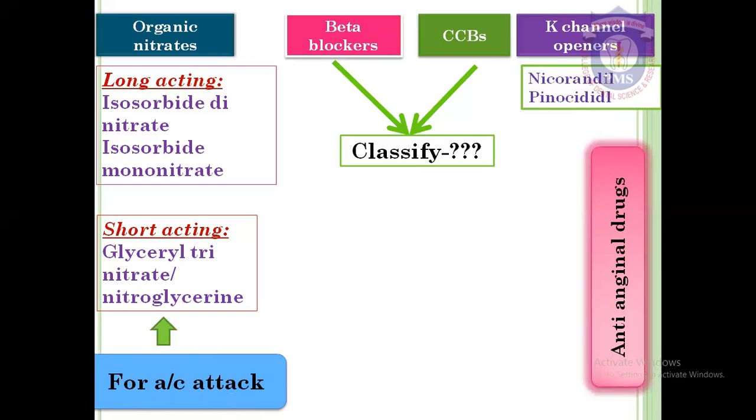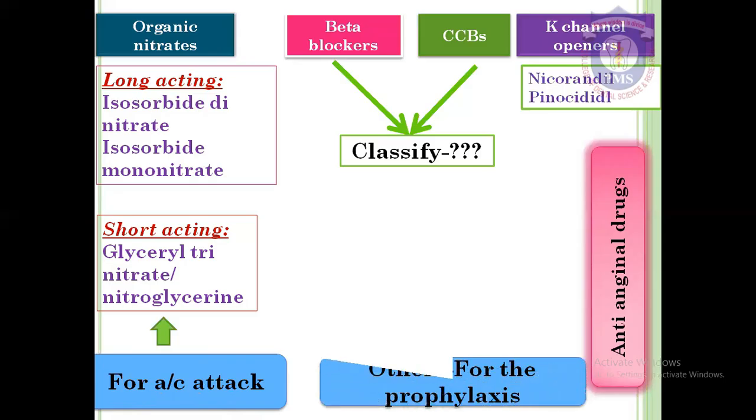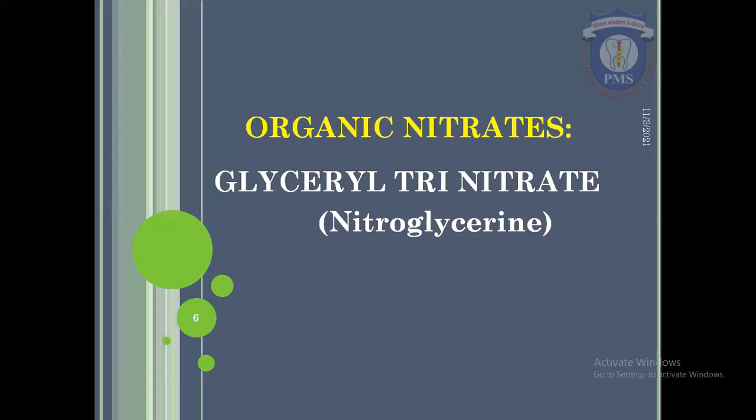Short-acting agents like glyceryl trinitrate and nitroglycerin are used for acute attack of angina. All other drugs are used for the prophylaxis of angina. The organic nitrates include glyceryl trinitrate, also known as nitroglycerin.